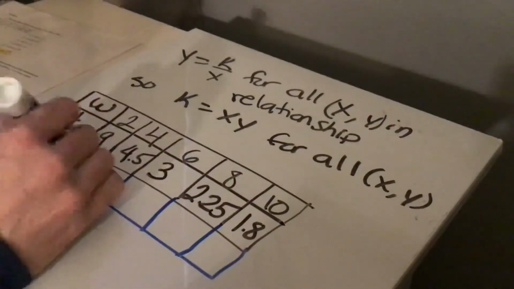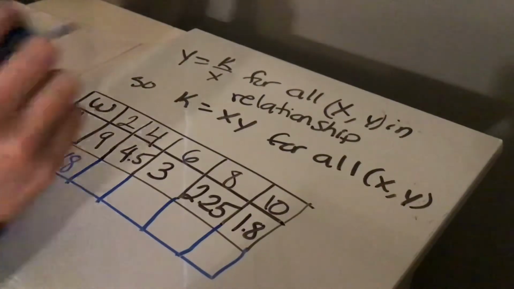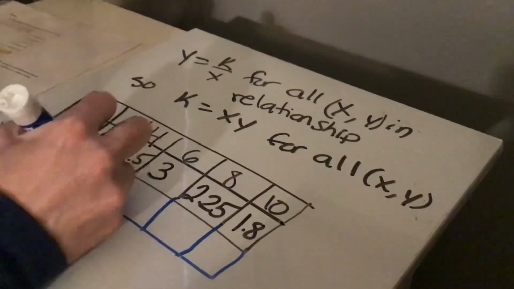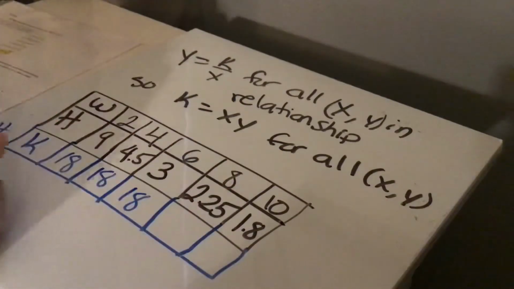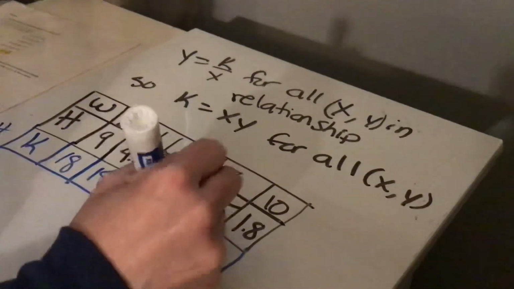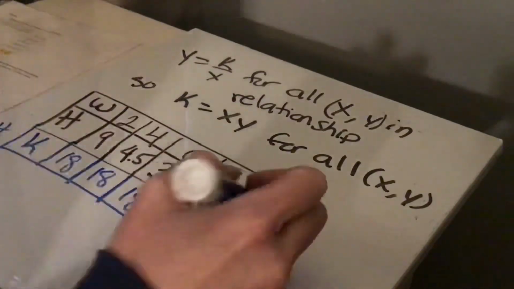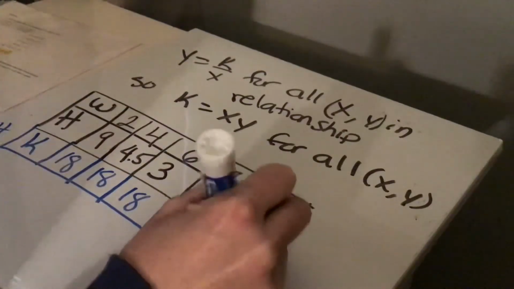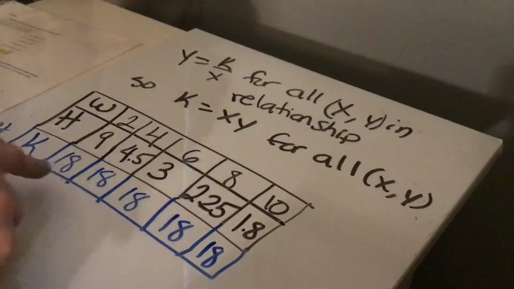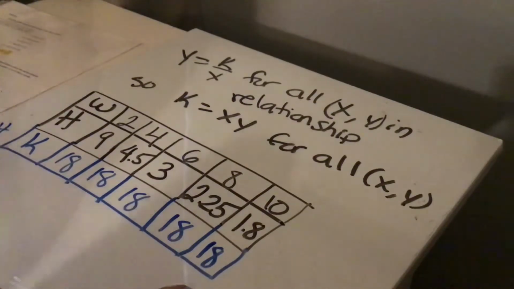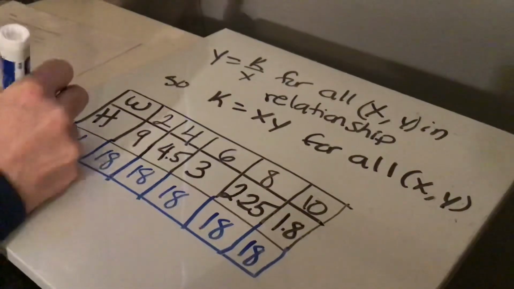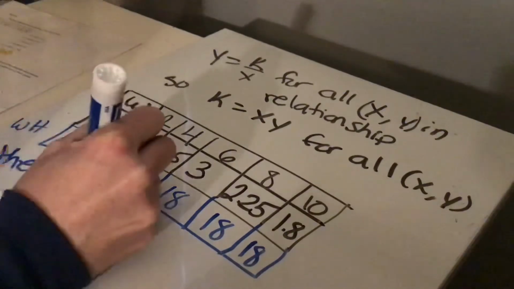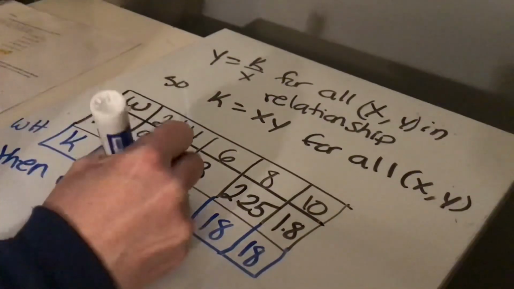So 2 times 9 is 18. 4 times 4.5 is 18. 6 times 3, 18. 8 times 2.25, 18. 10 times 1.8, 18. Okay, this number is the same, so they all equal some constant. They all equal the exact same constant. So then it is an inverse relationship.